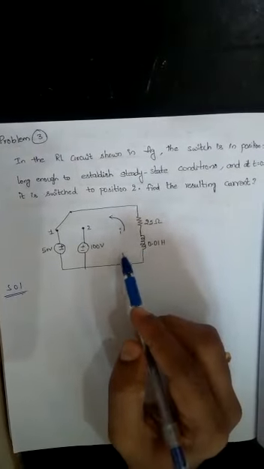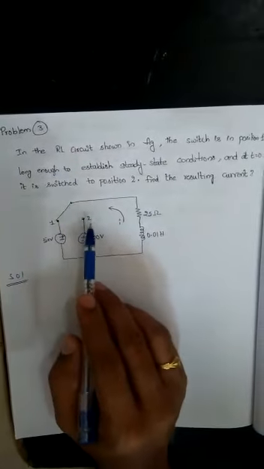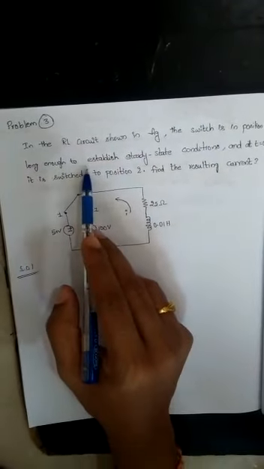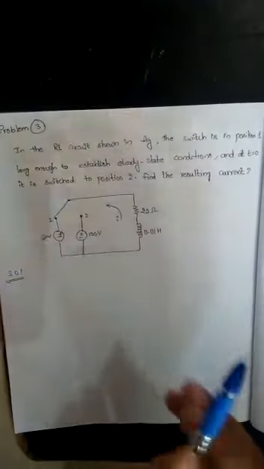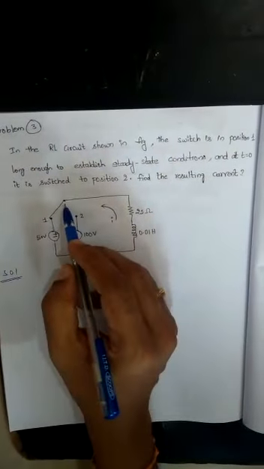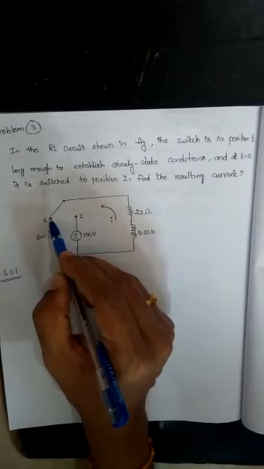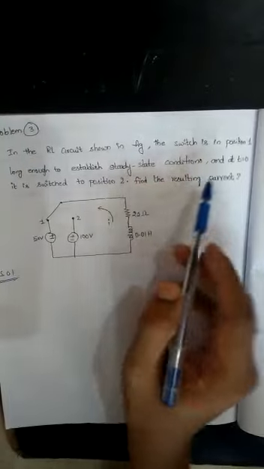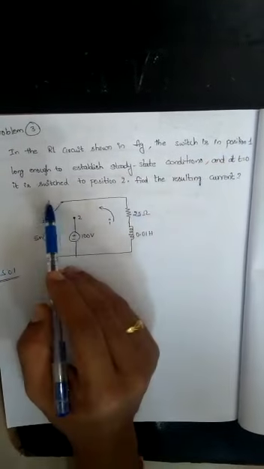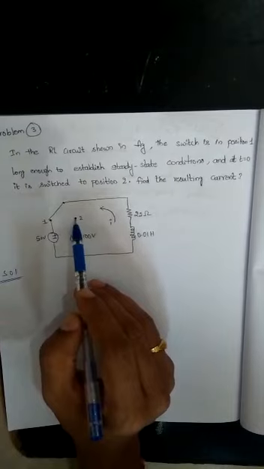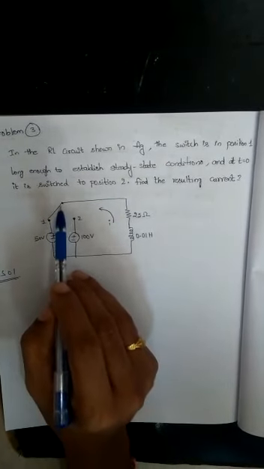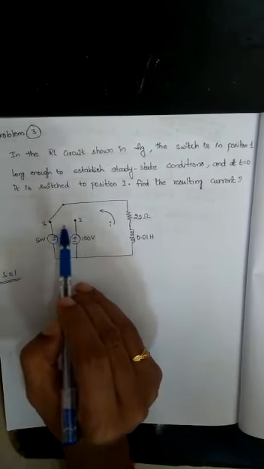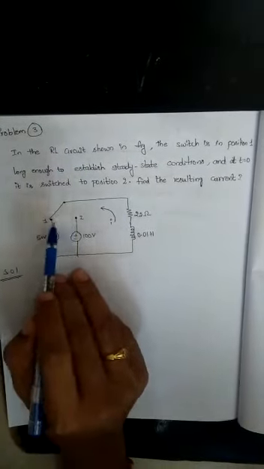So in the given problem, we have a single switch and two positions. The switch is in position number 1 long enough to establish the steady state condition. The meaning is that if the switch is at position number 1 for a long amount of time, it reaches the steady state condition. Then at t equal to 0, the switch moves from position number 1 to position number 2. When the switch moves from one position to another, there is a possibility of transient conditions, the switching characteristics of the circuit.